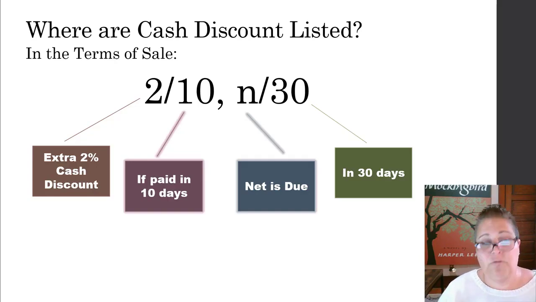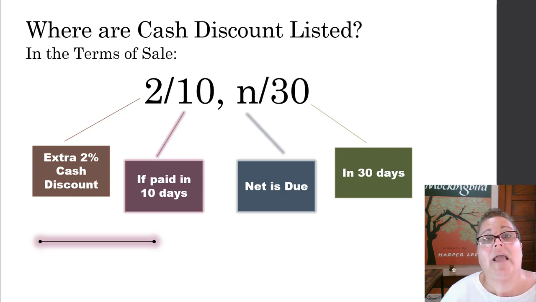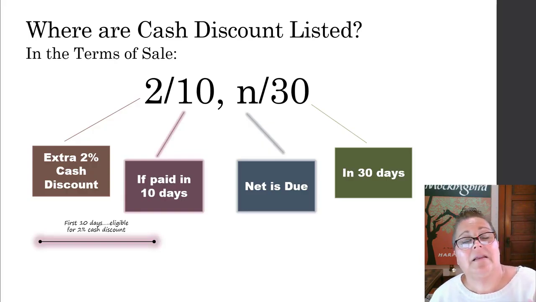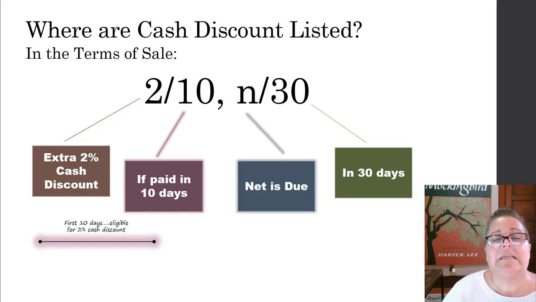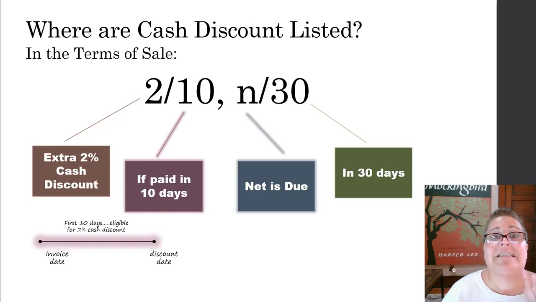So in the first 10 days of that grace period, I can receive a discount of 2% if I pay my bill. Don't necessarily have to pay it in full, but any payment made in that first 10 days is at a 2% discount. That's between the invoice date and what's known as the discount date. That's the last day of the discount.